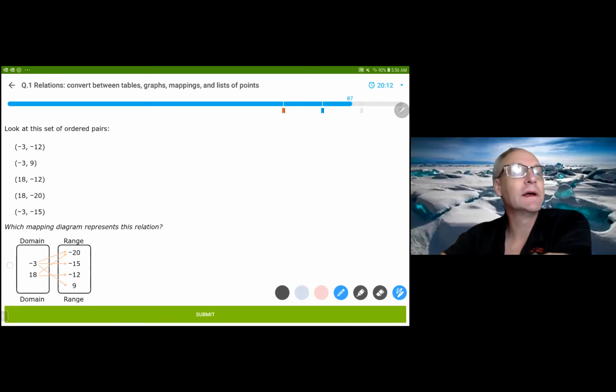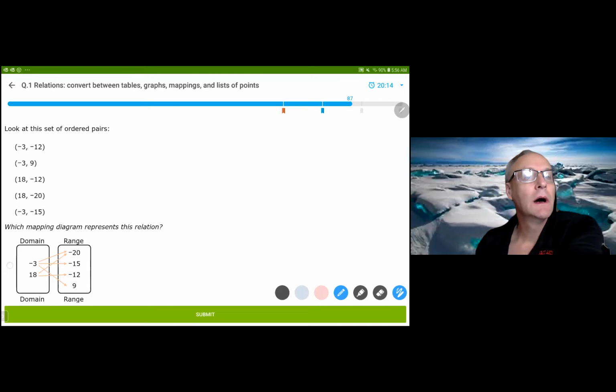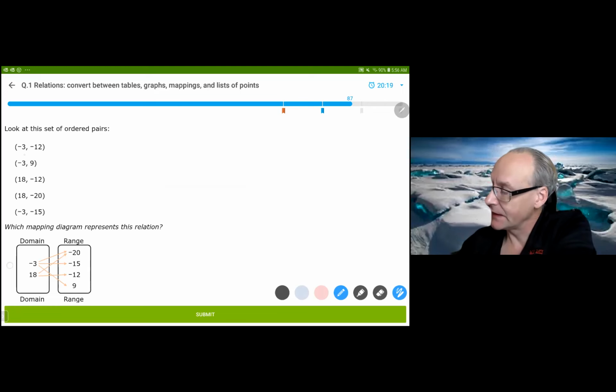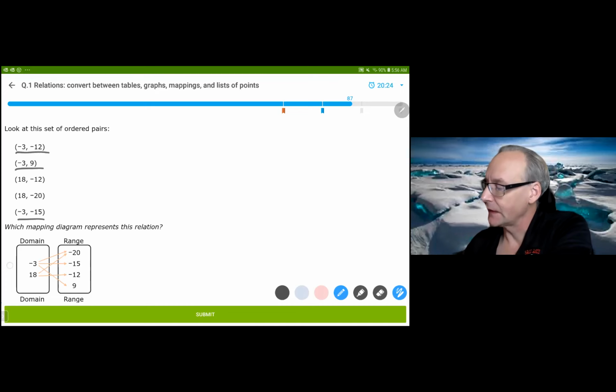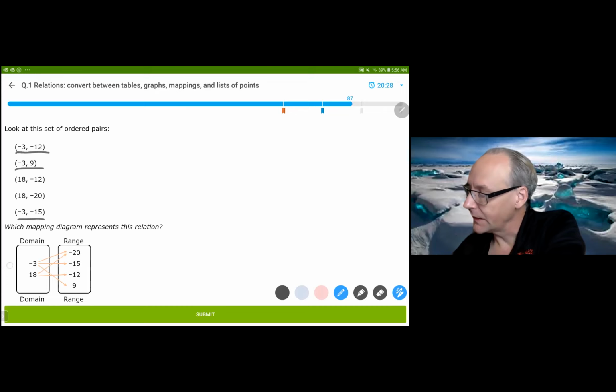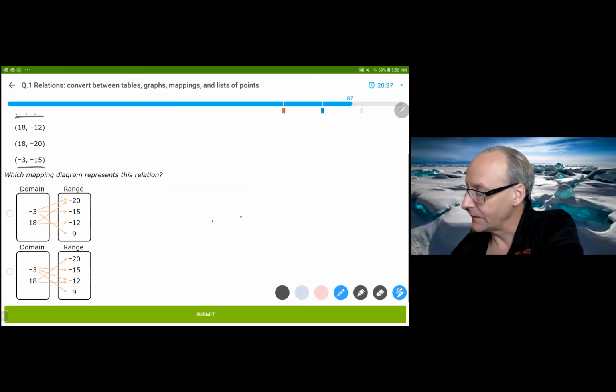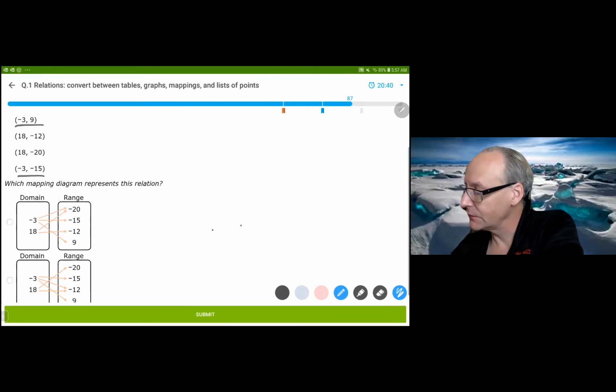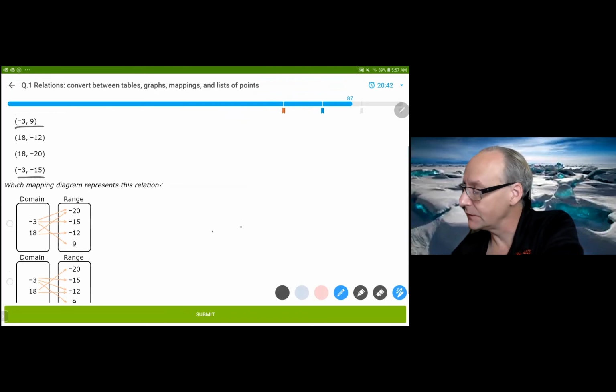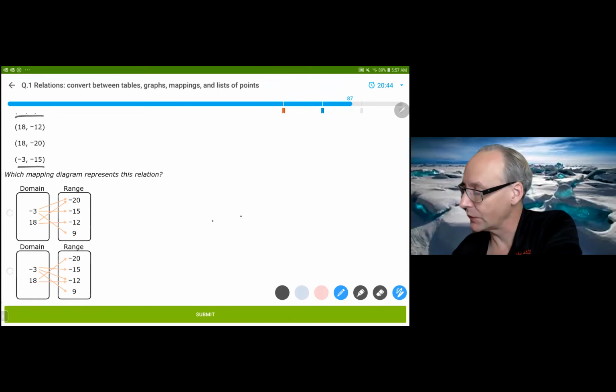Sorry, this one's taking so long, guys. I shouldn't have messed around so much. Okay, so this one is a super non-function because the negative 3, who knows what the heck we're going to get. We have 3 different values, negative 12, 9, and negative 15. Negative 15, and it looks like there's the problem right there. I don't see it going to negative 12 on that top one. And it looks like it is on the bottom one. 18 is going to negative 12 and also to negative 20. Yep, looks like it's the bottom one.